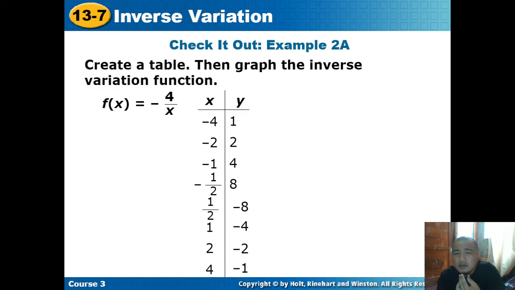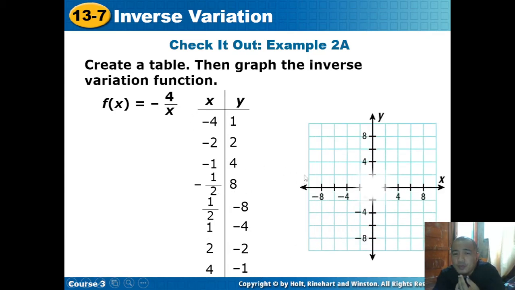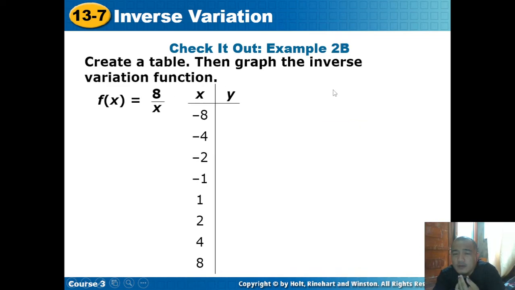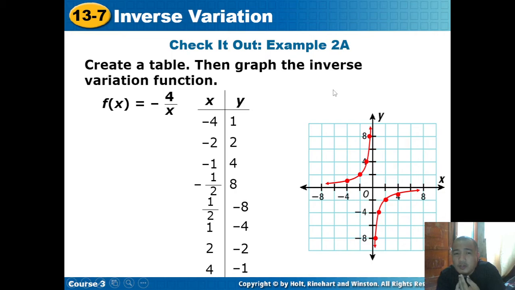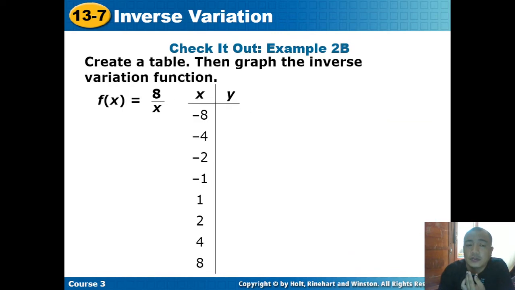Here are the answers. Negative 4 divided by 2 is negative 2. Negative 4 divided by 4 is negative 1. Negative 4 divided by negative 1 is positive 4. Then plotting and connecting the points. So the graph of inverse variation is represented by two smooth curves.